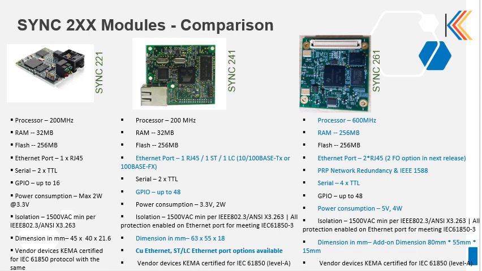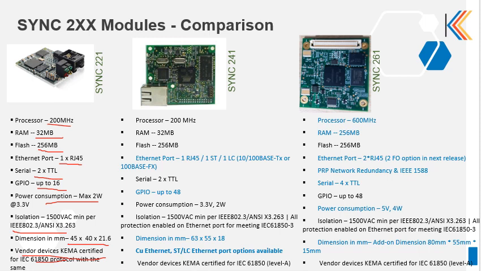So 221 is the base module with the lowest form factor, and it has a 200 megahertz processor, 32 MB RAM, 256 MB flash, one copper Ethernet port only, no other flexibility. Then TTL interface, up to 16 GPIO, minimal power consumption, and a single isolated Ethernet port. Dimension and form factor is very minimal. We were involved with multiple vendors in getting the KEMA certification for 61850 on 221.